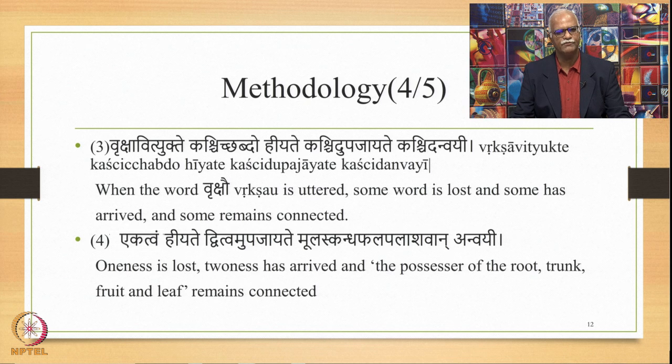So, when the word vrikshau is uttered, some word is lost. Sa is lost. Some has arrived newly. Au is such a word. And then some word remains connected with the previous one, namely vriksha. Just as this is observed with reference to a word, so also is observed with reference to the meaning. Ekatvam hiyate, dvitvam upajayate, mulaskandha phalapalashaban anvayi.